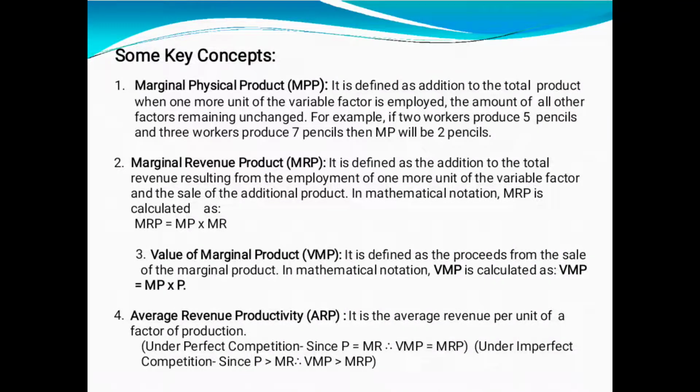The third one is value of marginal product, VMP. It is defined as the proceeds from the sale of the marginal product. It is also known as MP into P. The fourth one is average revenue productivity, ARP. It is the average revenue per unit of a factor of production.